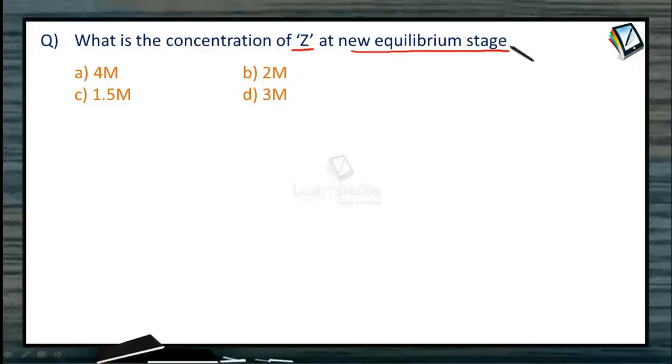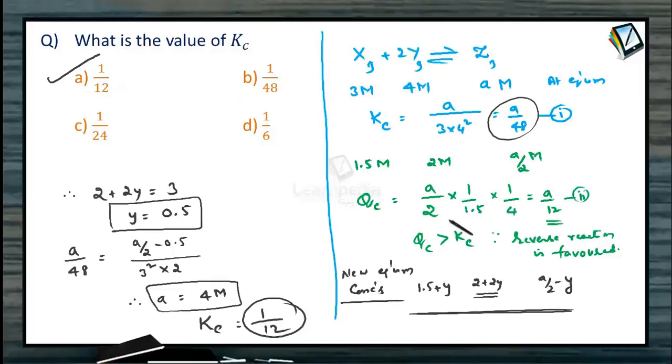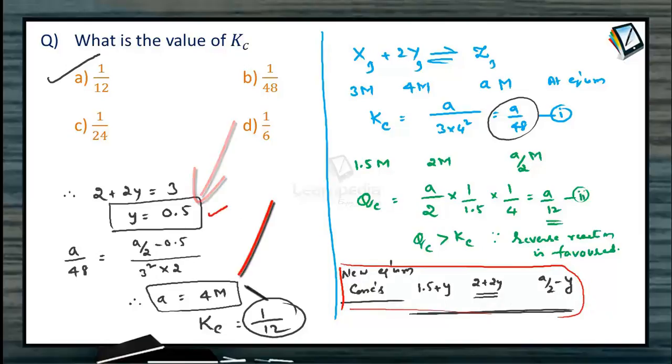So when we go back to check what the new equilibrium concentrations are, here we have new equilibrium concentrations: 1.5 plus y for X, 2 plus 2y for Y, and a by 2 minus y for Z. And when we work it out, y is equal to 0.5, and a is equal to 4M. And we need to calculate the new equilibrium concentration of Z. So let us write once again.